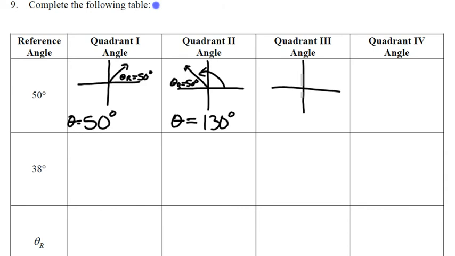That's why. Okay, quadrant 3, I have a reference angle of 50 degrees. Theta r is 50 degrees. What is my rotation angle? 230, right? 230.